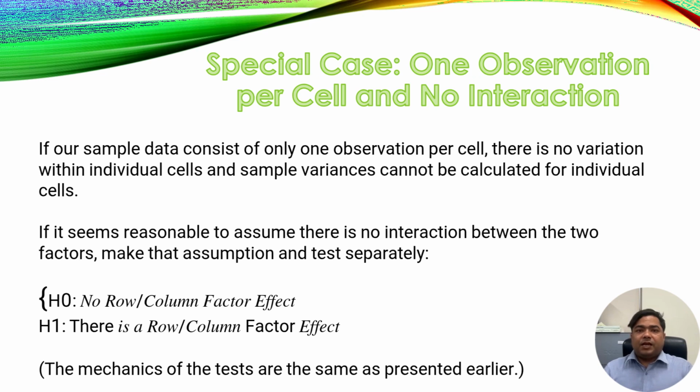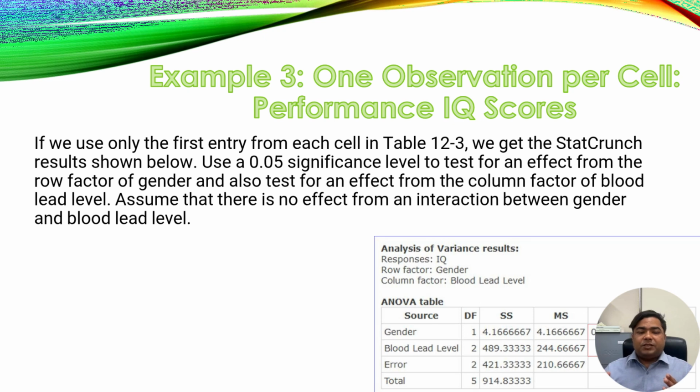When sample data includes only one observation per cell, individual cell variances can't be calculated. Assuming no interaction between factors, test separately for row and column factor effects. H0 states no effect, while H1 suggests an effect exists. Using the first entry from each cell in table 12.3, we apply a 0.05 significance level to test for effects from gender and blood lead level. We assume no interaction effect between these factors.